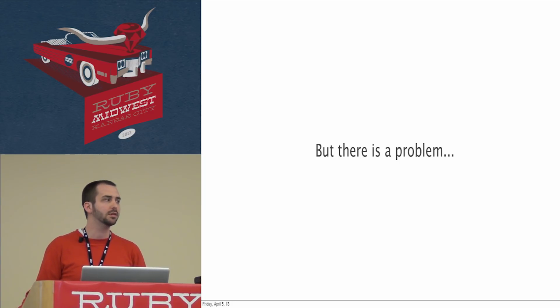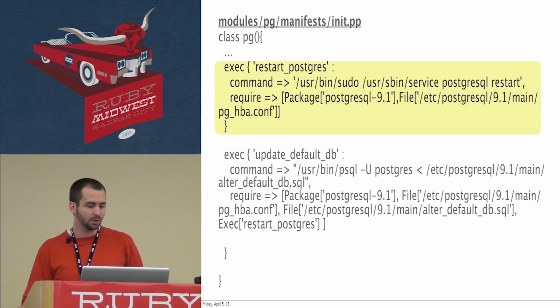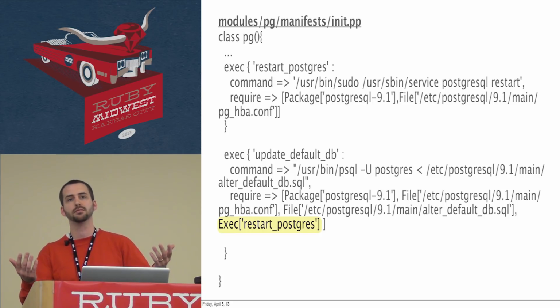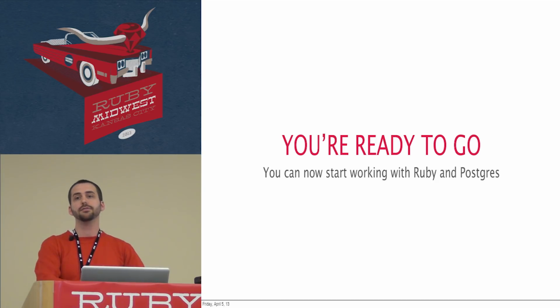So I found out I was updating the HBA configuration, but I wasn't activating it, because Postgres has to restart before that starts taking effect. So I'm like, okay, crap, now I have to add a restart to Postgres. So we say, execute restarting Postgres. Here's the command to restart it. It's a simple restart a service. And before we run the command to update the default database, we restart Postgres. So that's it. Okay, you're ready to go. Just with that configuration, you can start building apps with Ruby and Postgres inside a virtual machine, completely ready.